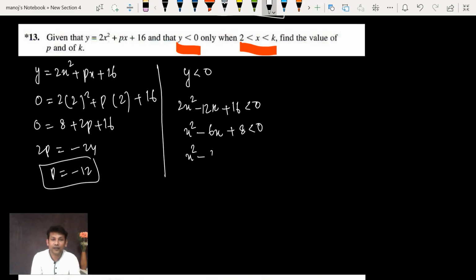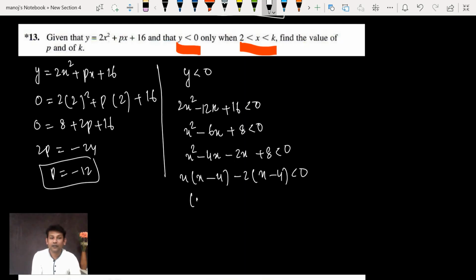The factors are 4 and 2, sorry, 4x and minus 2x, because we need to add to get 6. x is common, x minus 4, minus 2 times (x minus 4) less than 0. So (x minus 4) and (x minus 2) less than 0. Two values are coming, x is 2 and x is 4.